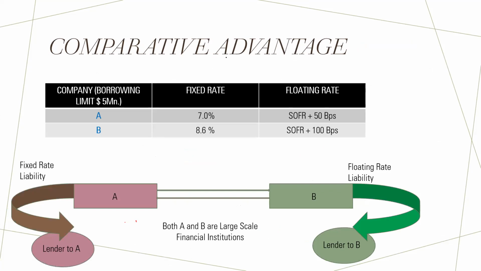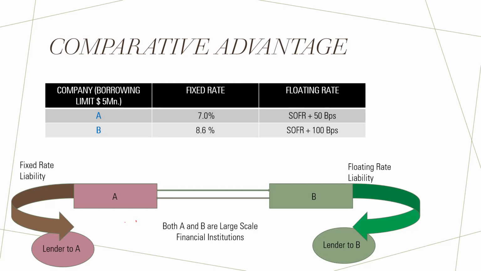We come to the next important topic, and this is also very important as far as your exam is concerned, which is called the comparative advantage. Now, what is a comparative advantage? We have, let's say, two parties, one A, another B. Both of the parties can actually borrow from the market at either fixed or floating rate, with the understanding that A is somewhat in a better position as compared to B, because A can borrow at a rate of 7% fixed, while B can actually borrow at a rate of 8.6%.